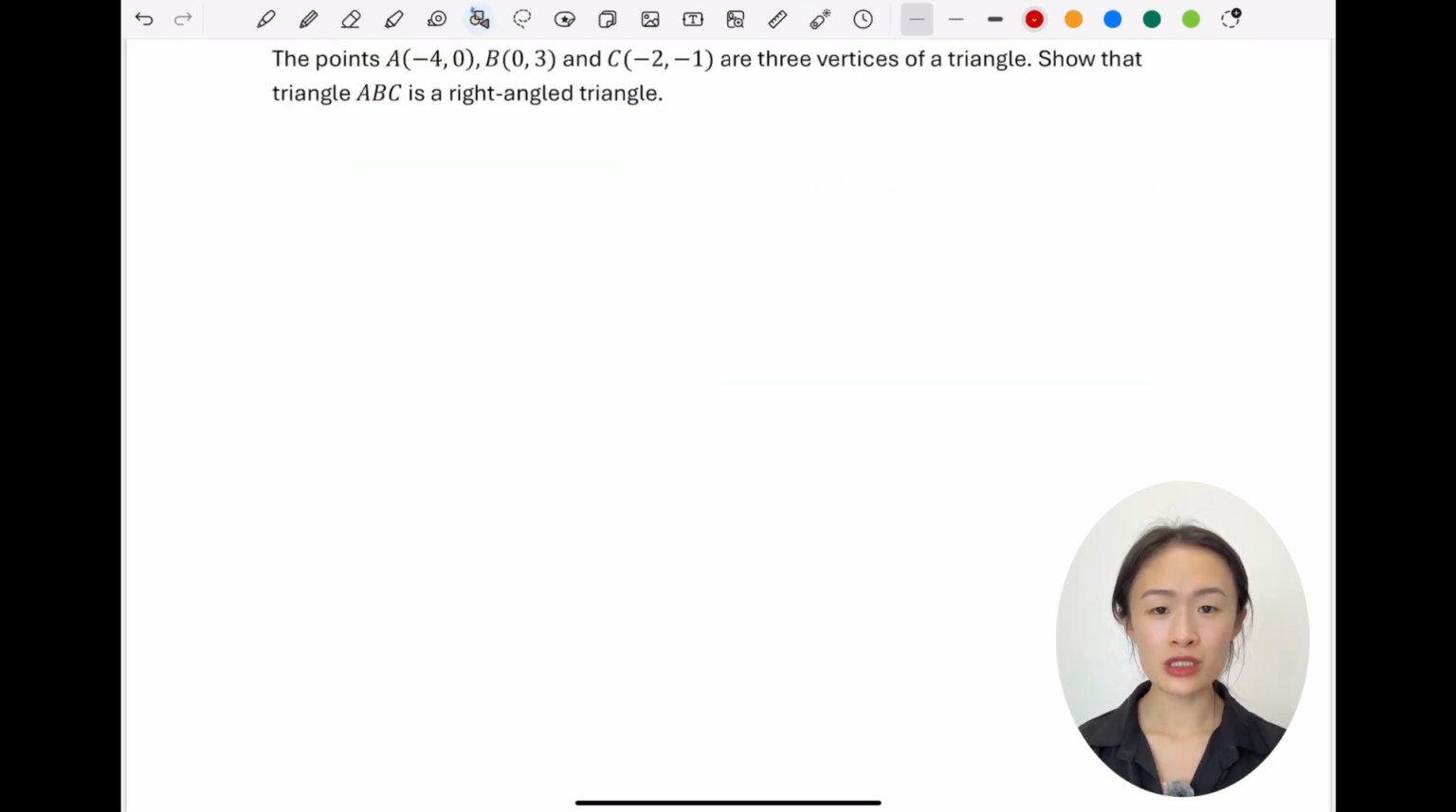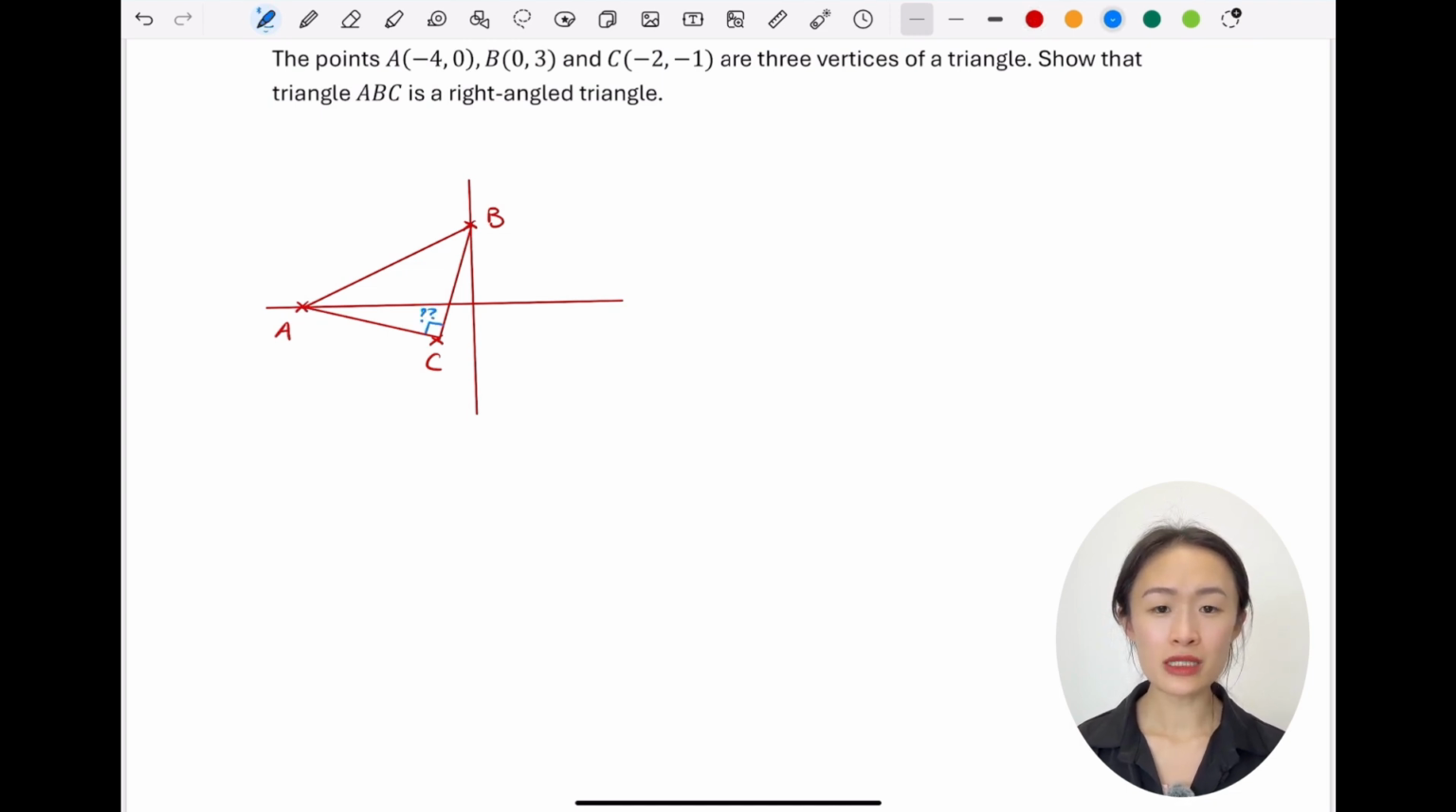In this question, we are given 3 coordinates A, B, C, and we are told that they are the vertices of the triangle. Now, what we need to do is to show that this triangle is a right-angled triangle. It's always very helpful to get ourselves a sketch. It doesn't need to be very accurate. A sketch can help us to visualize the problem. From this sketch, we can see that ACB might be the 90-degree angle.